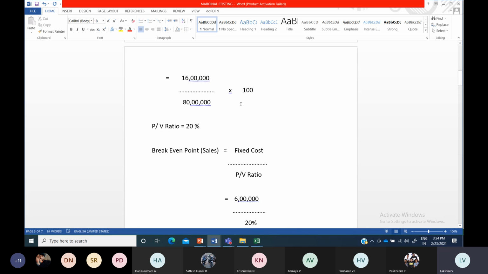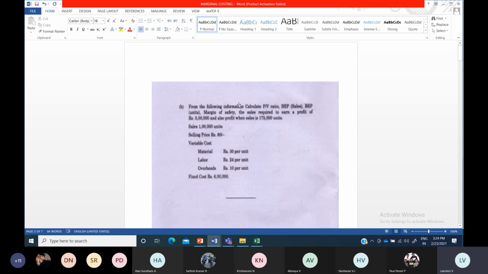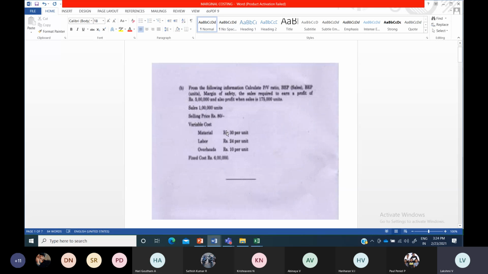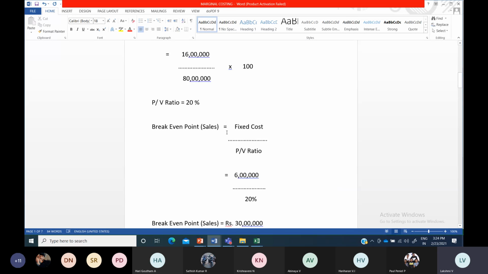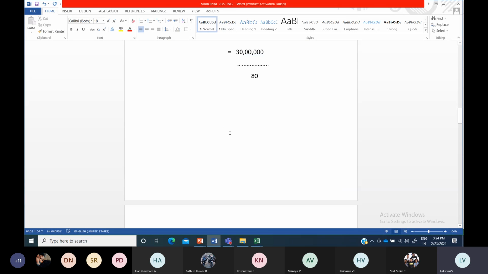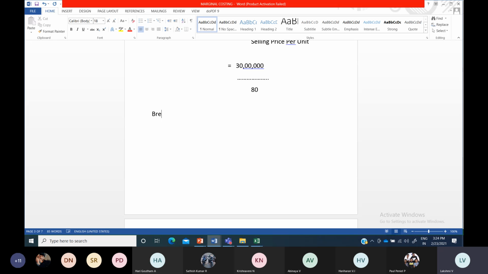You just see, break even sales you would have obtained now. Selling price per unit is 80 rupees. That is available in the question. If you divide these two together, you will find out the break even point in units. So there are two formulas.